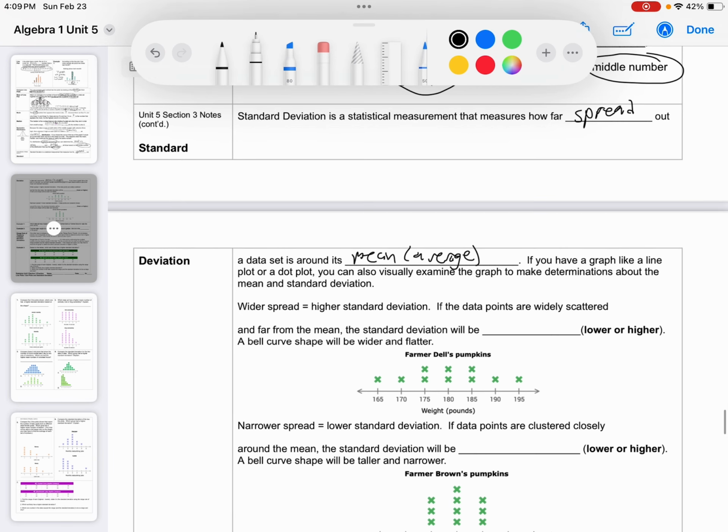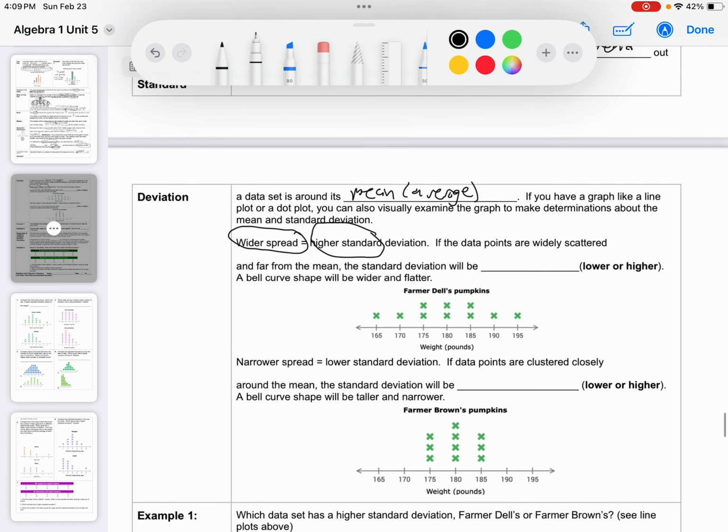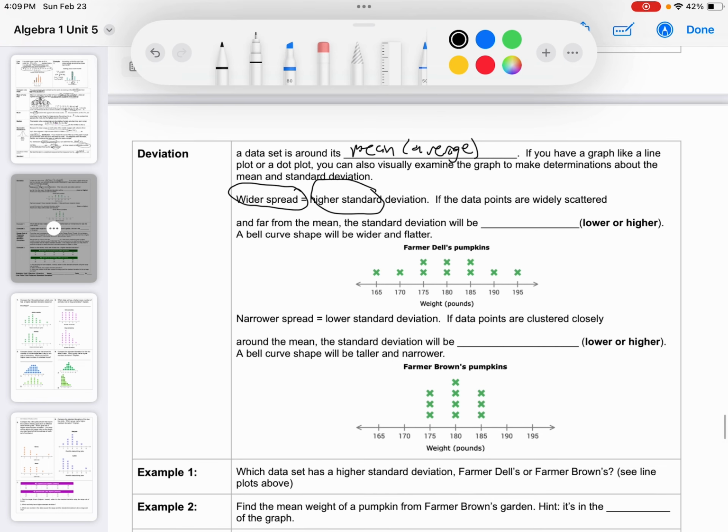So standard deviation is going to measure how spread out your data is. The key thing here is that if you have a wide spread, you have a high standard deviation. If you look at Farmer Dell's plot here, you can see we have a wide spread because we have a lot of different numbers. These are not all bunched together in the middle, they're spread apart. So this standard deviation would be higher, because it's a wide spread.